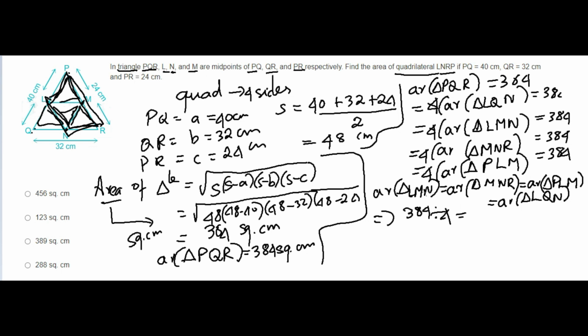So 1, 2, 3, 4, totally 4 available, so I divide by 4, and 384 divided by 4 is what? 96. So each one will be equal to 96. Do you understand? Because I just wrote 4 into this one is 384, so 384 divided by 4 is 96. So each one will have 96.